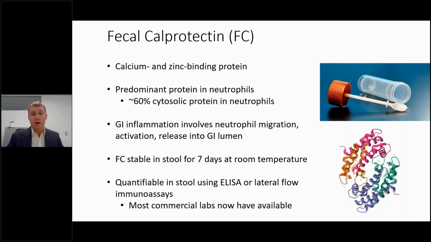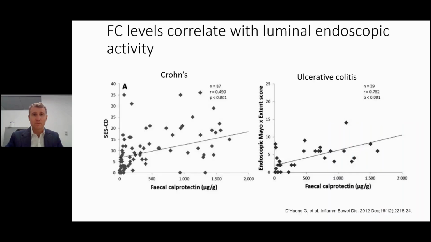And now there are a number of different assays that can quantify the amount of calprotectin in the stool samples using several different mechanisms, including ELISA and lateral flow immunoassays. And most commercial labs now have these routinely available. Fecal calprotectin is a very accurate reflection of gastrointestinal inflammation.